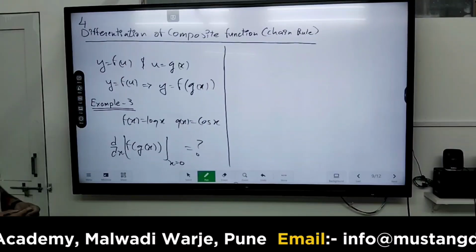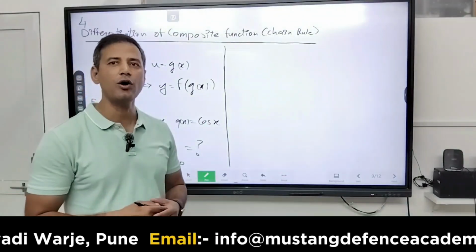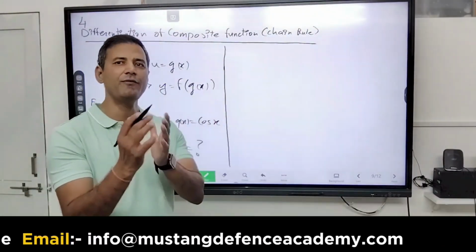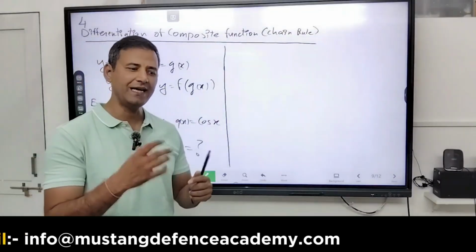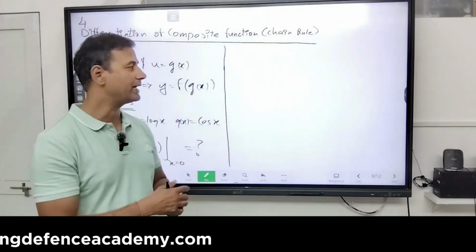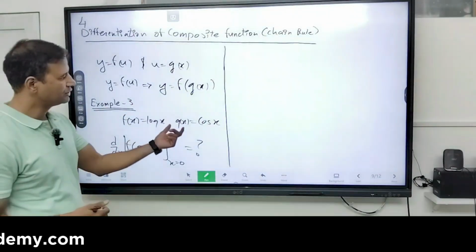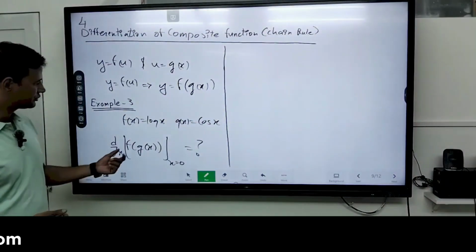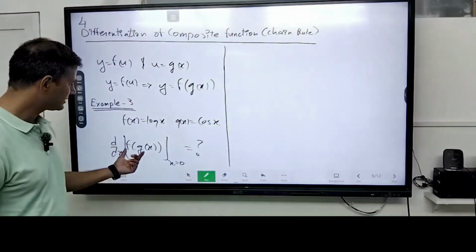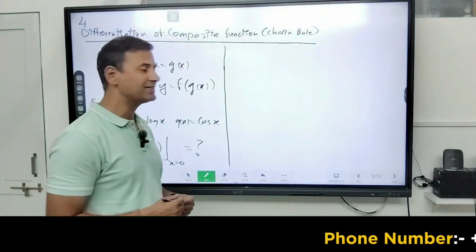Differentiation of a composite function, where there is a function where we say fog or gof, that is f of g of x or g of f of x. If two functions are there and one function is the function of the other function. Okay. For example, f of x is equal to log of x, g of x is equal to cos of x. So f of g of x, or we can say fog of x. What is fog of x at x is equal to 0? So let us find out.